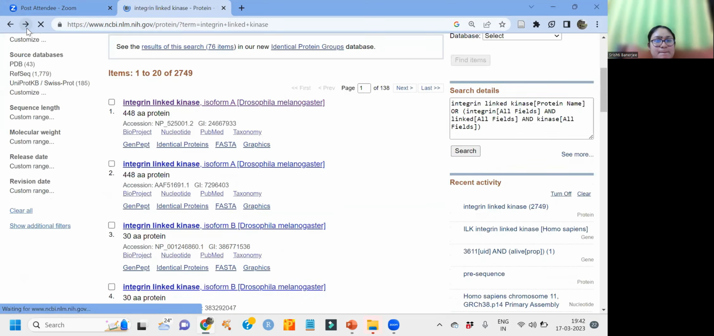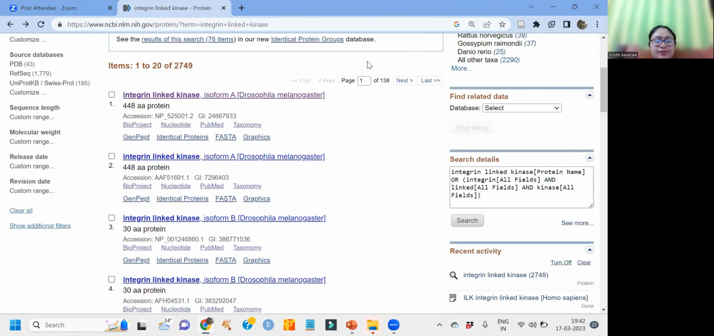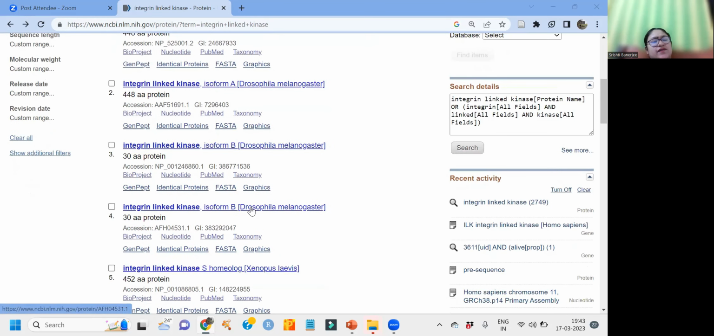So you see here, both have the same amino acids. Both are isoform A, but the accession number is different. The GI number is different. So that means that the sequence is different, the position is different, but both are isoform A. They have been discovered separately. That happens even in case of isoform B.